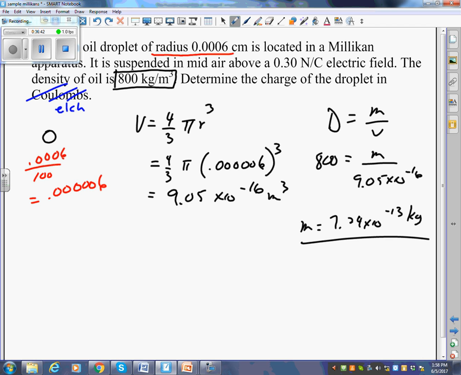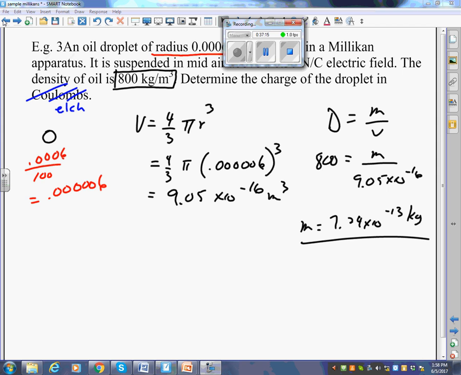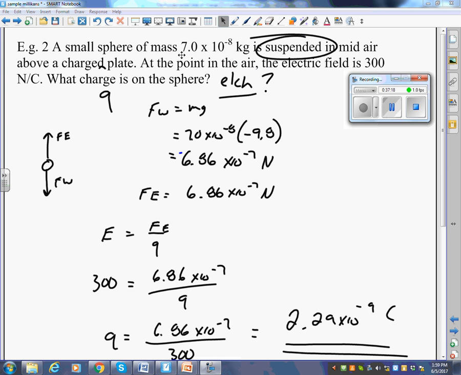Please notice that I'm breaking these into steps. If you're that one person out there that's still putting everything in a big long line so I can't read, please stop, because these steps are getting more and more numerous. That's 7.24. I took 800 times that number. 7.24 times 10 to the minus 13 kilograms. Okay, we now have the mass. That is exactly the same as what these questions were like, where we had mass. So all I've done is back up 2 steps.